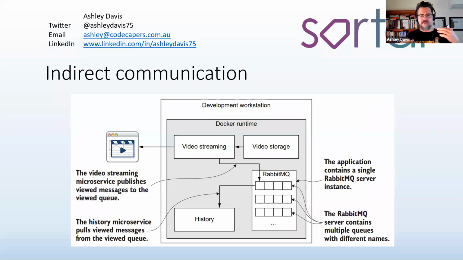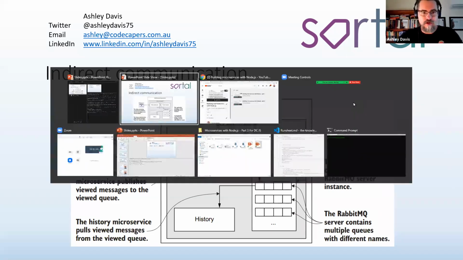But this kind of indirect communication means we can decouple our microservices, and that makes for a more flexible and scalable application architecture. I'm not going to go into too much detail of this. I'm not going to give you a live demo, but I'm going to show you where you can find some example code that demonstrates using RabbitMQ to send messages between microservices. Let's just have a quick look at that now before I move on with the rest of the production stuff.